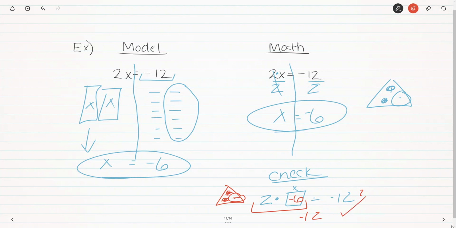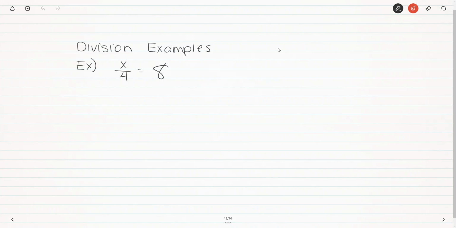All right, let's move on to some division examples. So our first division example looks like this. Now with division, we can't do any modeling with it. And that's still okay. I'm going to draw my line down my equal sign. And in this problem, I have x divided by 4. Okay, well, think to yourself, what's the opposite of x divided by 4? I have to multiply by 4 on both sides. When I have opposites, they cancel. I'm left with x is equal to, and 8 times 4 is 32.